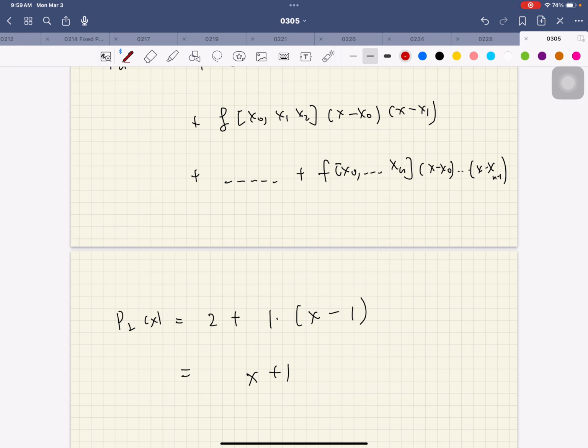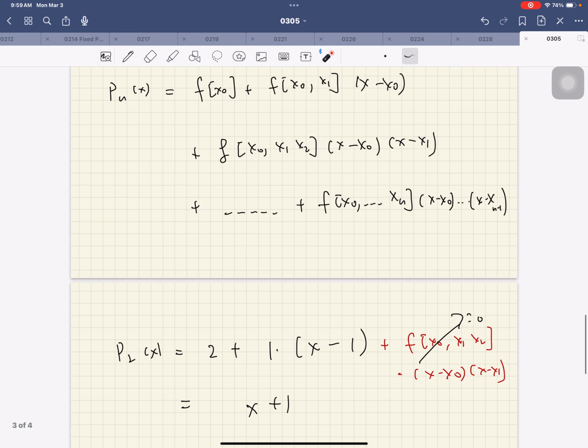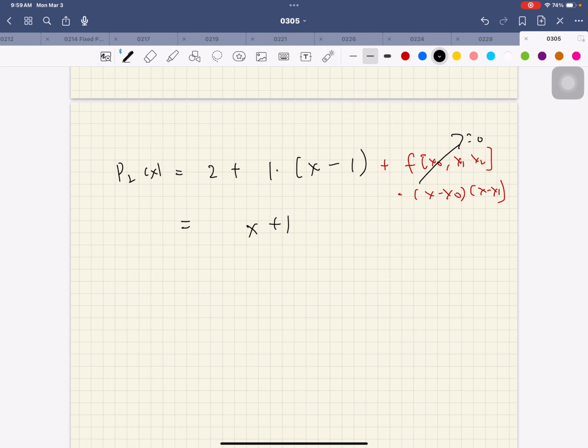So I didn't write the third term. Actually we also have f[x0, x1, x2] times (x minus x0)(x minus x1). But this one basically vanishes to 0 because we already calculated it over here. Okay, so this is p2(x), and this is basically what we did before.